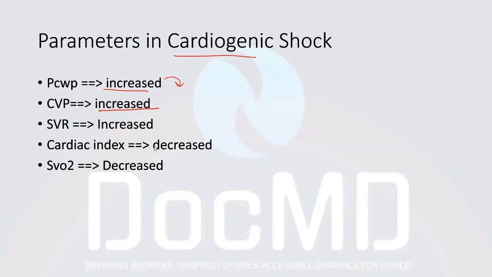There's a decreased cardiac output, which will cause the peripheral resistance to rise, okay, to try to maintain the blood pressure. And again, I told you SVO2 would fall because the cardiac output is low.